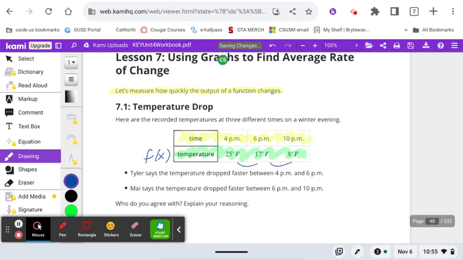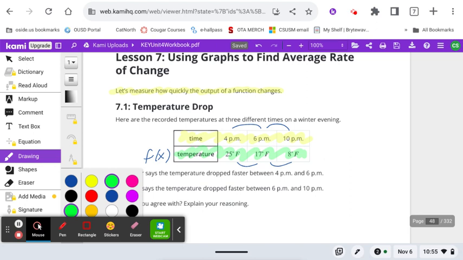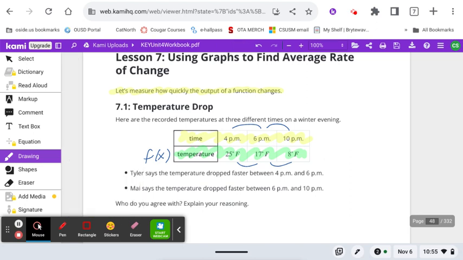Tyler says the temperature dropped faster between 4 and 6. Mai says the temperature dropped faster between 6 and 10. Pause the video here and calculate those differences and see who you agree with. All right, hopefully you did a subtraction and you noticed that this one was going down 8 and this one is going down 9 degrees.